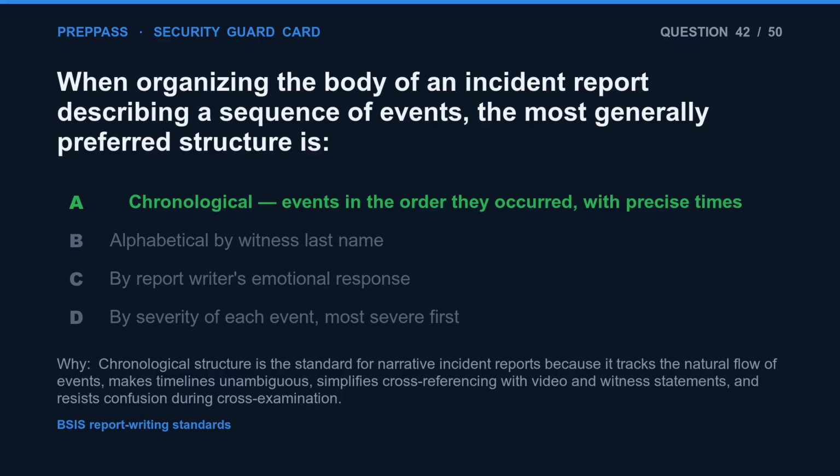The correct answer is A. Chronological structure is the standard for narrative incident reports because it tracks the natural flow of events, makes timelines unambiguous, simplifies cross-referencing with video and witness statements, and resists confusion during cross-examination.